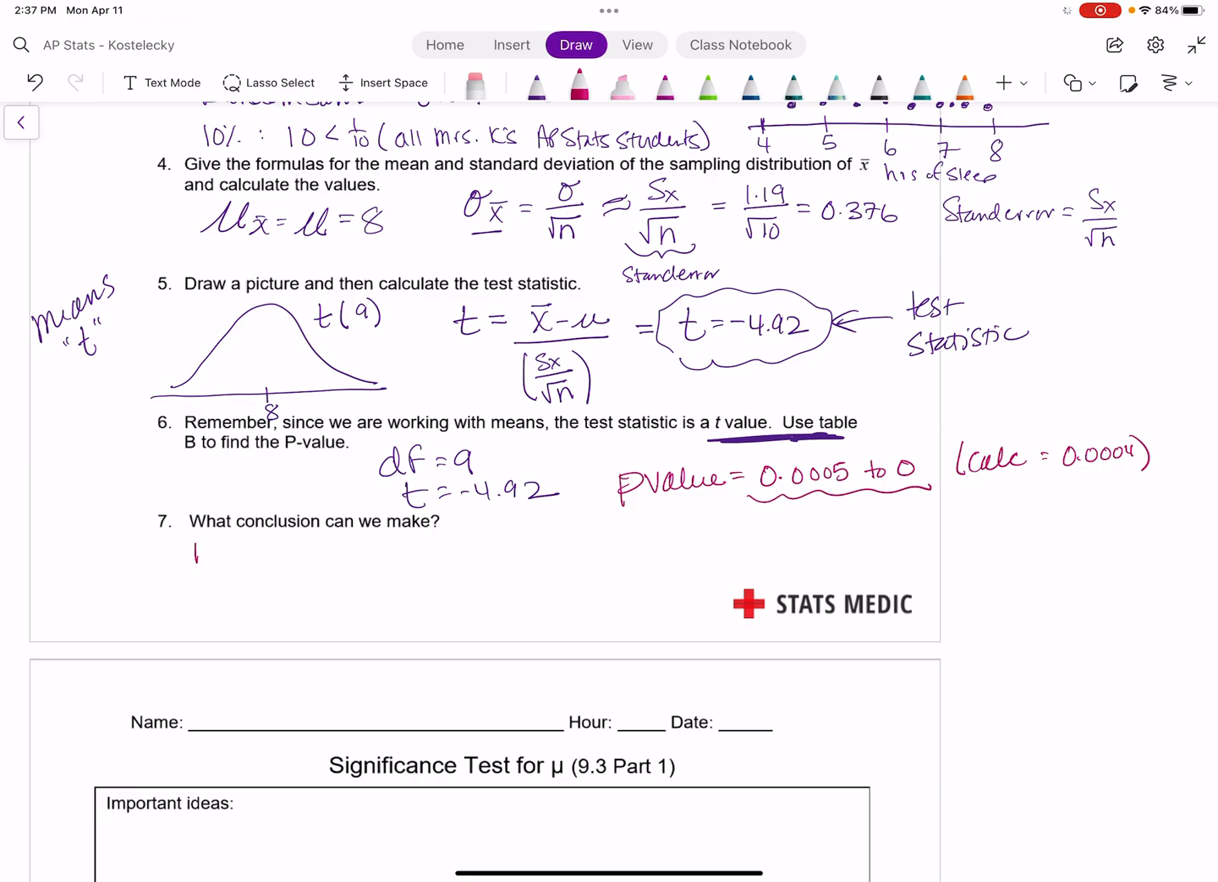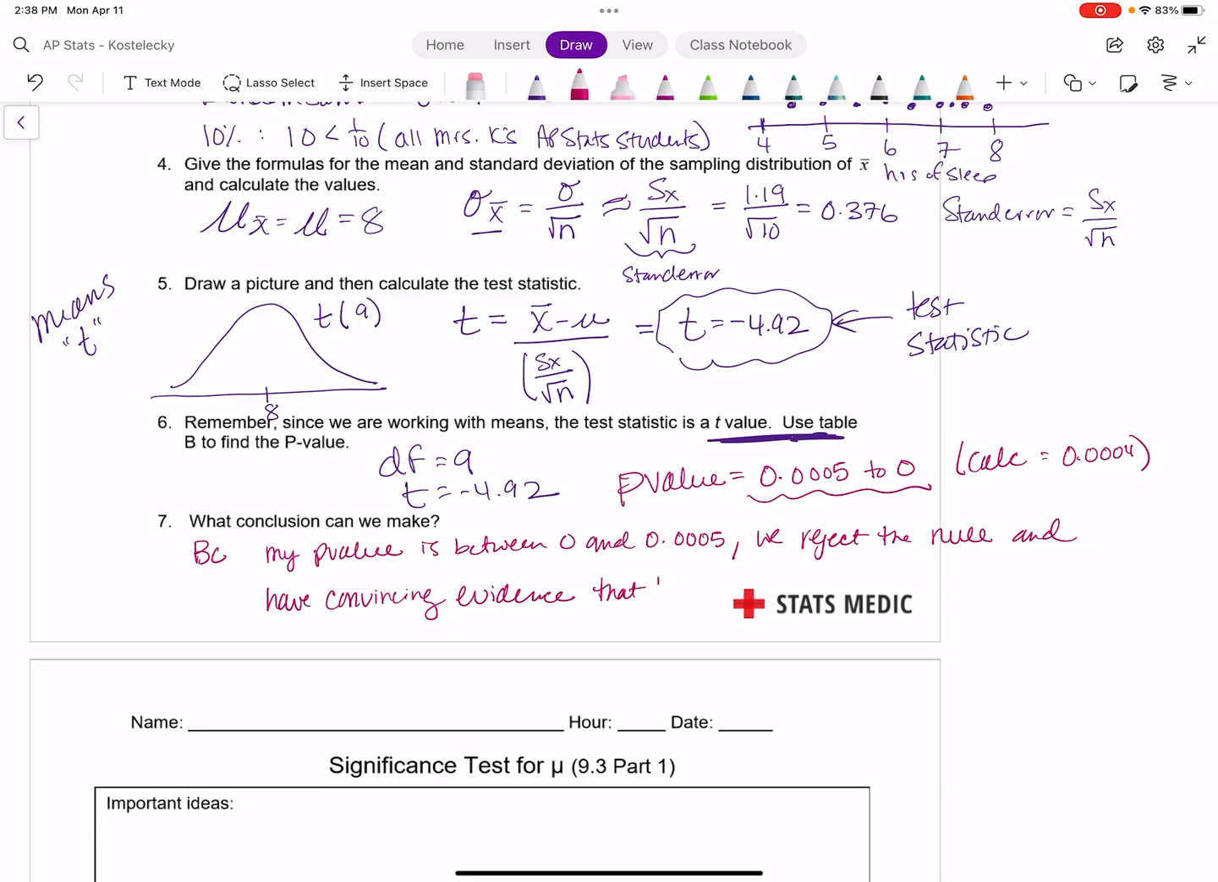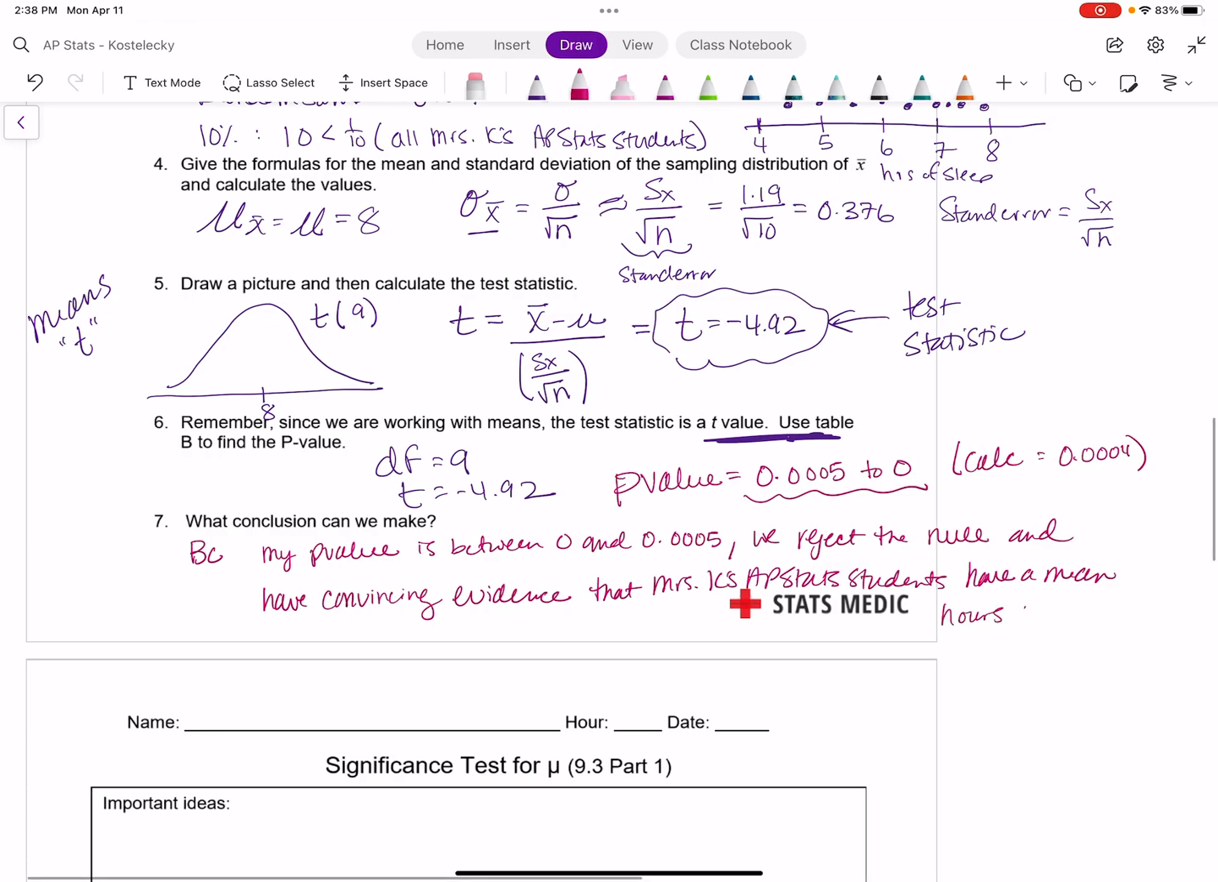What conclusion can we make? Because my p-value is between 0 and 0.0005, we reject the null and have convincing evidence that Mrs. K's AP Stat students have a mean hours of sleep less than 8. So this is just my conclusion for my significance test.